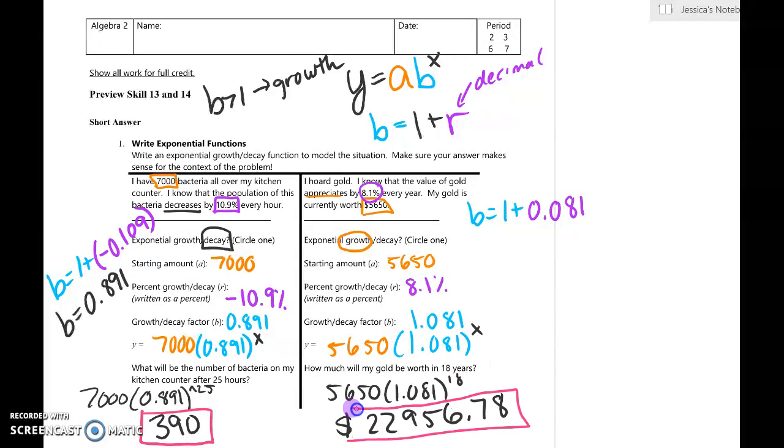And again, quick check, if it's appreciating, it should be going up. So that's definitely more than 5,000. And then this one, I started with 7,000 and it went down to 390. Also makes sense. Okay, so just doing those quick gut checks is going to help you guys. Make sure you guys are answering in context of the problem that makes sense.